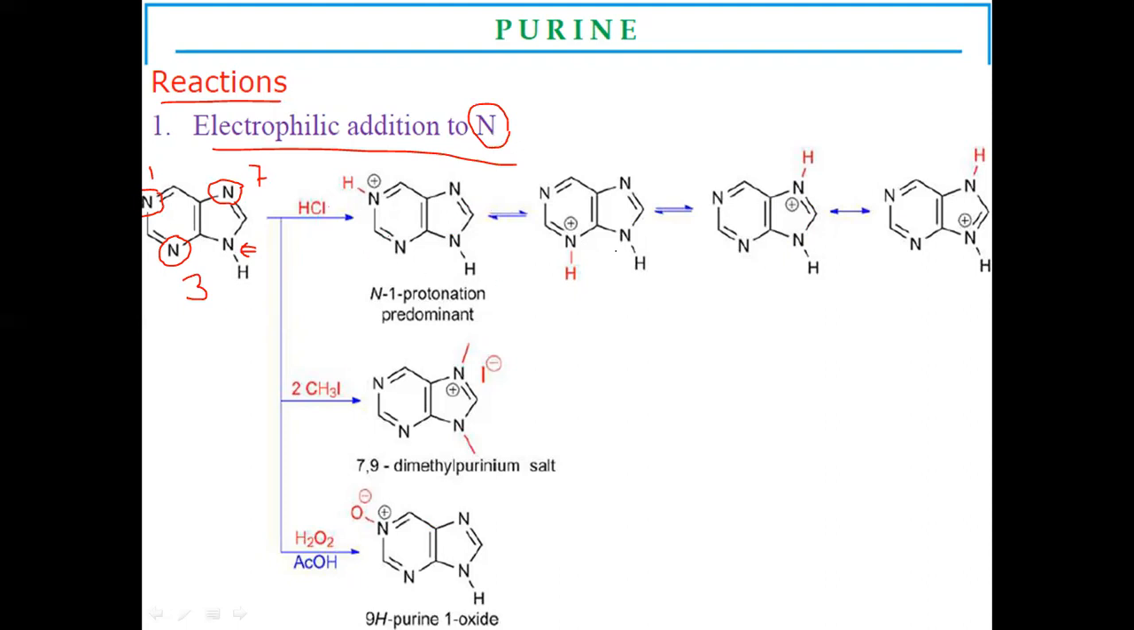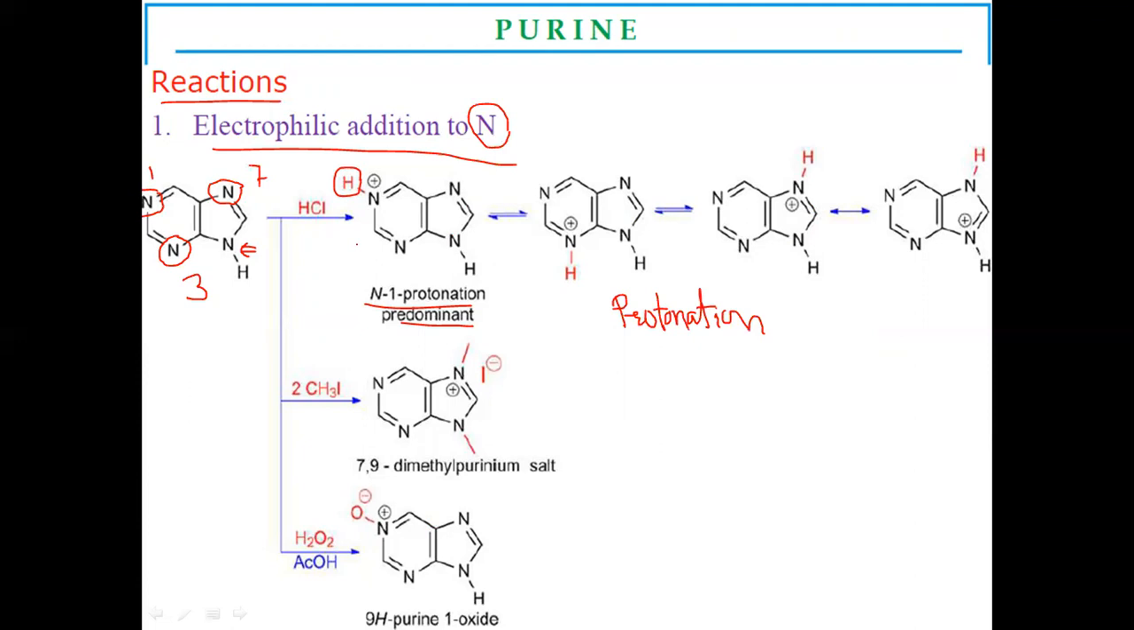The first electrophilic addition reaction to nitrogen is protonation. In protonation, the purines undergo protonation to form the N1 protonated predominant purine hydrochloride. This is the addition of a hydrogen proton towards the lone pair of electrons present on the nitrogen atom at the first position.